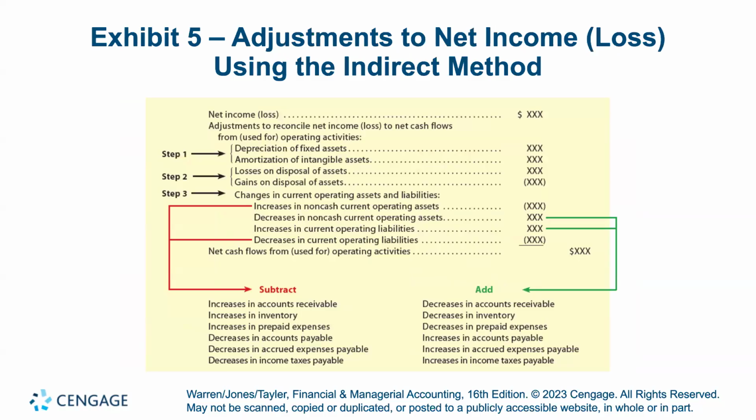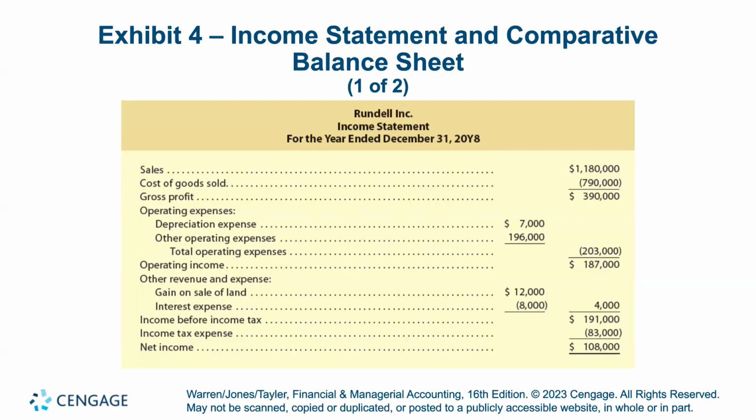Step two, I'm going to deal with losses on disposal of assets or gains on disposal of assets. So what this means, if I go back to my income statement, you can see down here under other revenue and expense, I have a gain on the sale of land. So I've got to adjust for that.